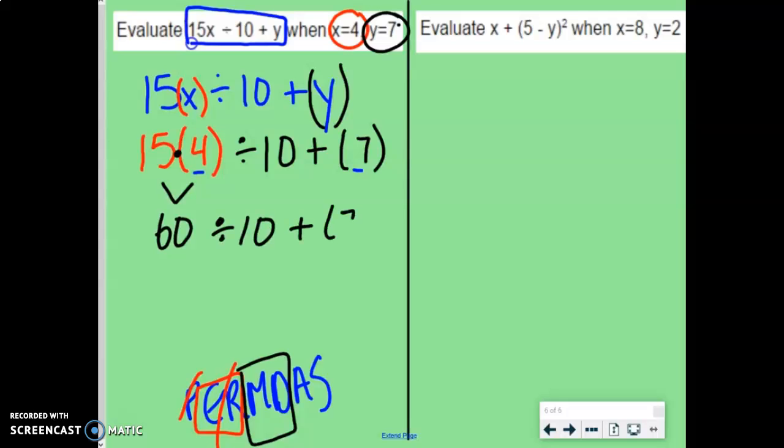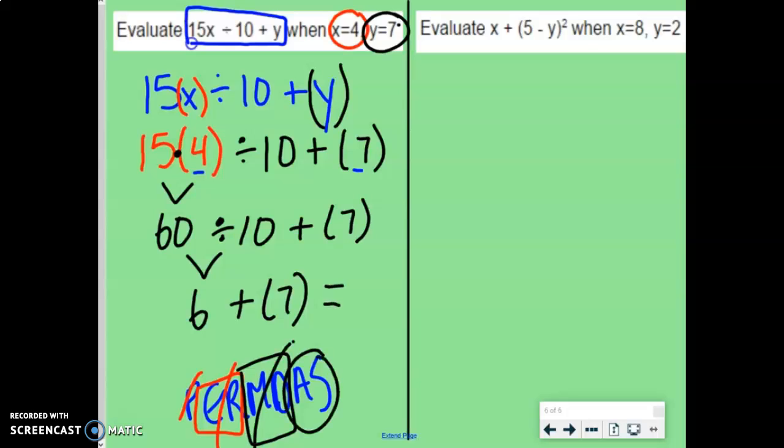Rewrite the problem so that we can continue with our steps. Now division, 60 divided by 10 is 6. Again, rewrite the rest of it. Now we're done with multiply and divide, so add and subtract for a final answer of 13. Let's go on to that last example there.